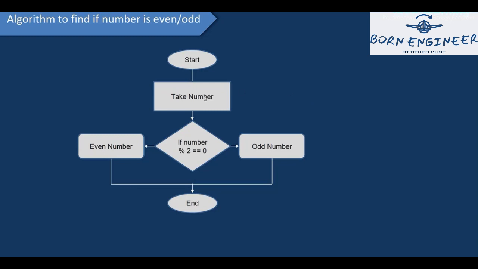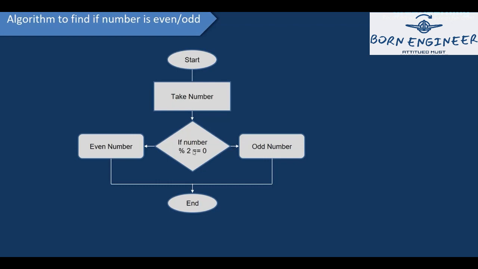Now what you'll do is, you'll take that number and you will divide that number by 2. If the remainder, when you divide 10 by 2, is equal to 0, that is when you'll say that it is an even number. Otherwise, if the remainder is not equal to 0, then you'll say that it is an odd number. So this is how you'll come up with this algorithm.